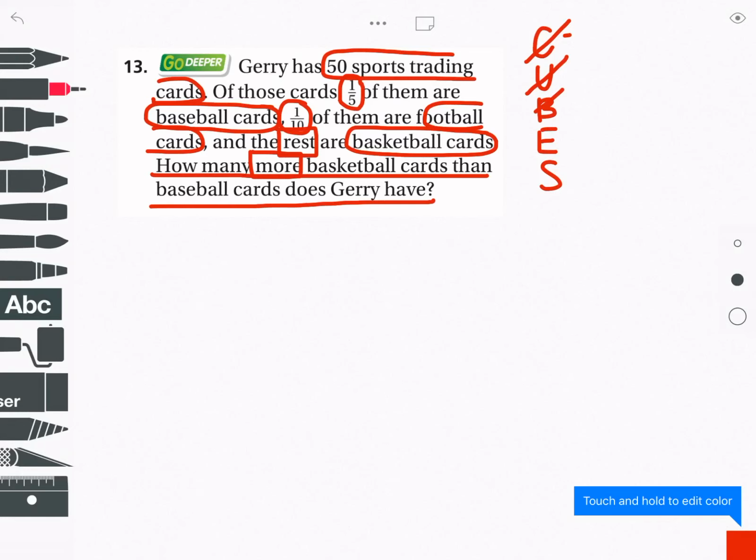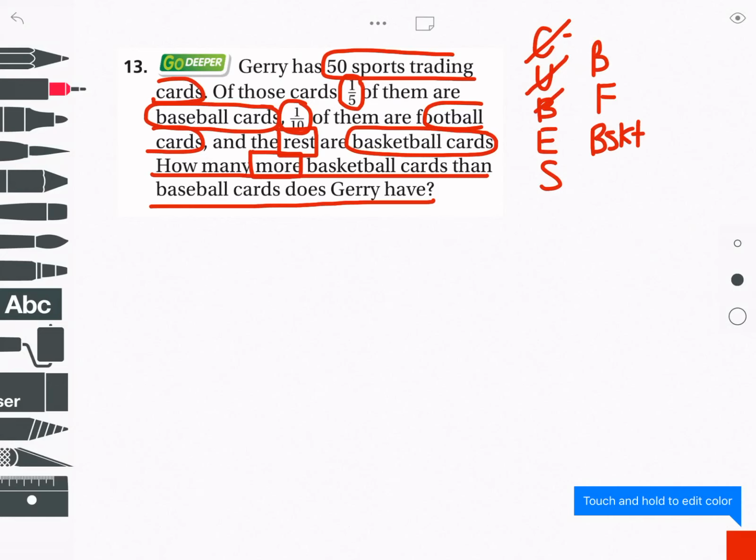So here's what I know. I know that Jerry has 50 trading cards. I know that of those trading cards, some are baseball, some are football, some are basketball. So what I'm going to do over here is write B for baseball. I'm going to write F for football, and I'm going to write BSKT for basketball.